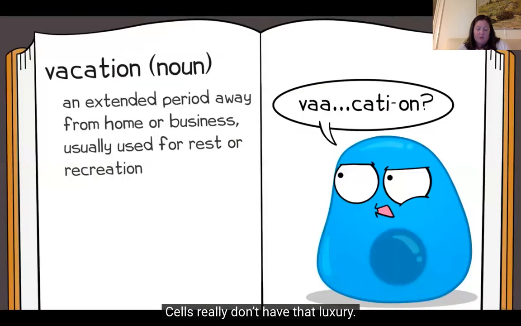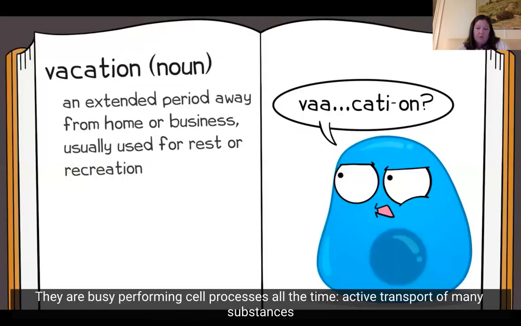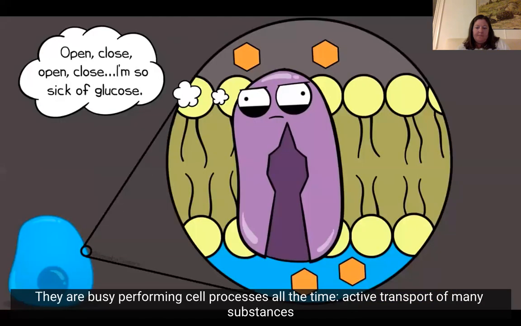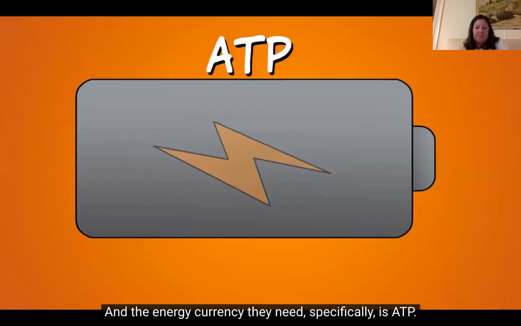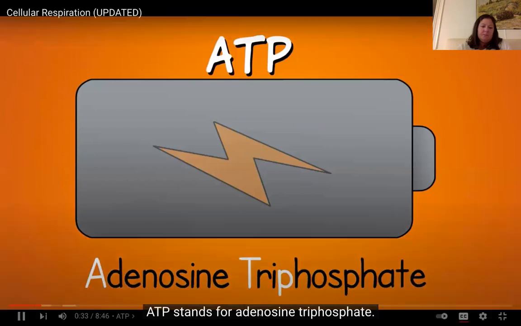Cells really don't have that luxury. They are busy performing cell processes all the time, active transport of many substances needed for their survival, for example. And the energy currency they need, specifically, is ATP. ATP stands for adenosine triphosphate.